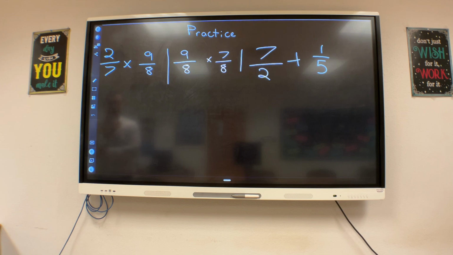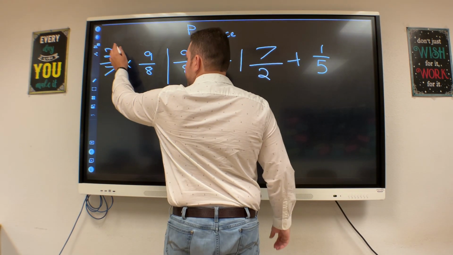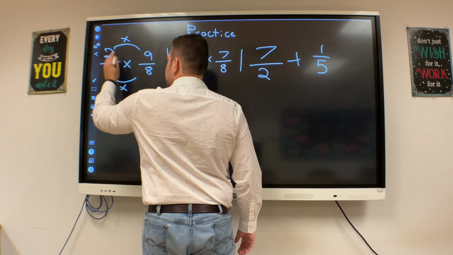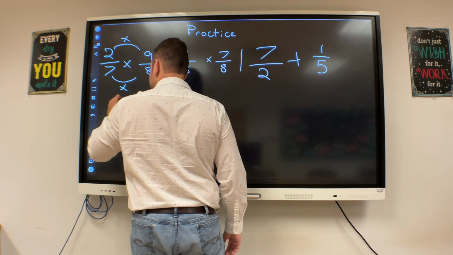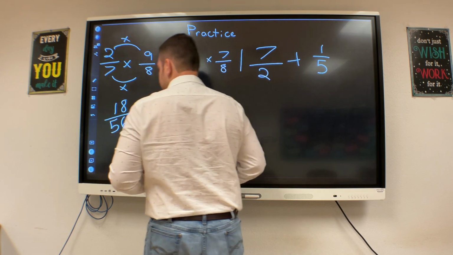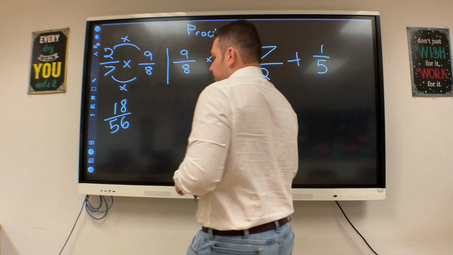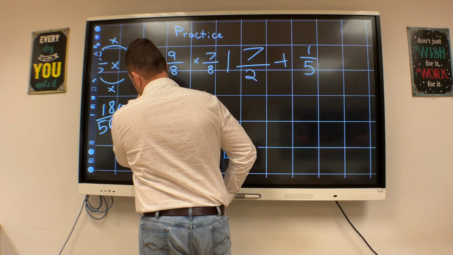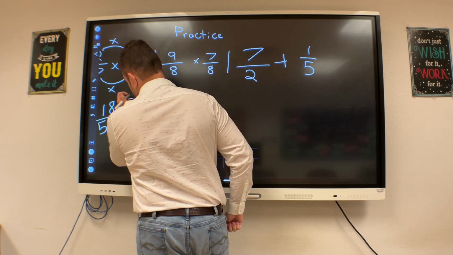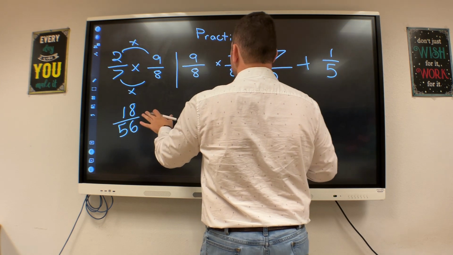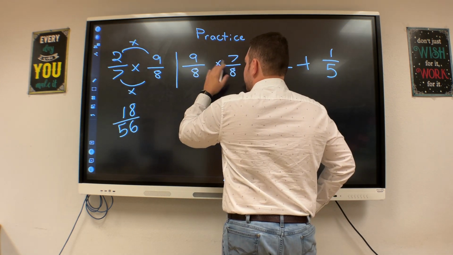And so now we have just three more practice ones real quick. We'll run through these so you can see. Like I said, fraction. So you do top and bottom. 2 times 9 is going to be 18. 7 times 8 is going to be 56. And so we can divide both of those by 2. Let's go back. 18/56.